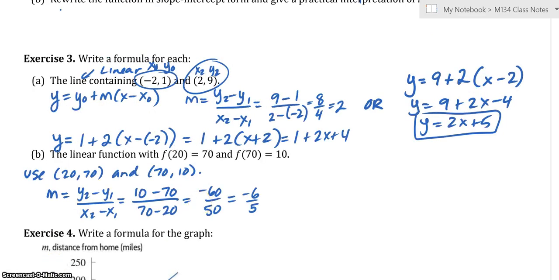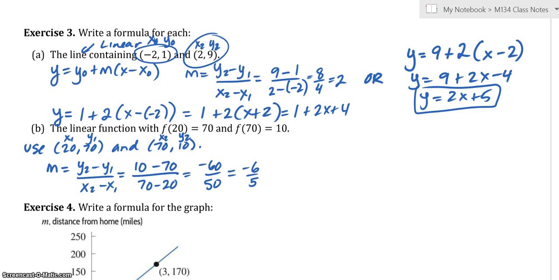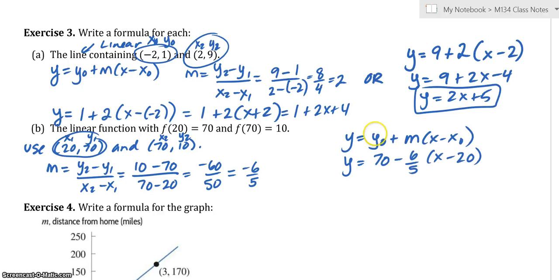First, I'm going to find my slope. I'm going to call this x1, y1. I'm going to call this x2, y2. And so it's the new minus the old over the new minus the old. And you can divide the top and bottom by 10 to make those smaller. You don't have to, but you can. Then I'm going to plug it into the formula. And again, x naught, y naught can be any point on the graph, so it really doesn't matter which one you use. I'll go ahead and use the first one here, but if you use the second one, it would work as well. So my y naught is 70, my m is -6/5, and my x naught is 20.